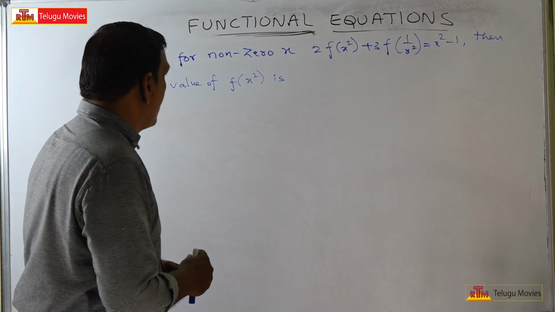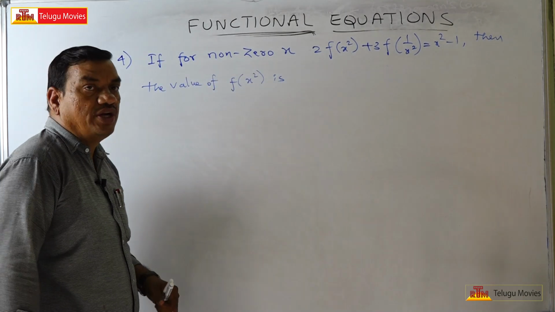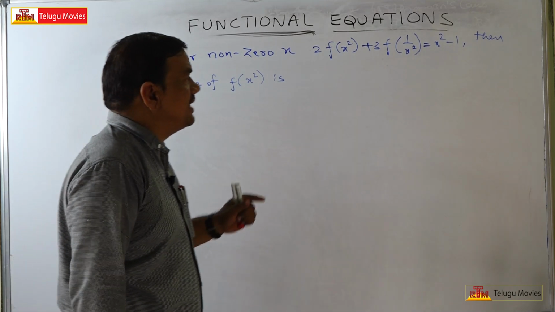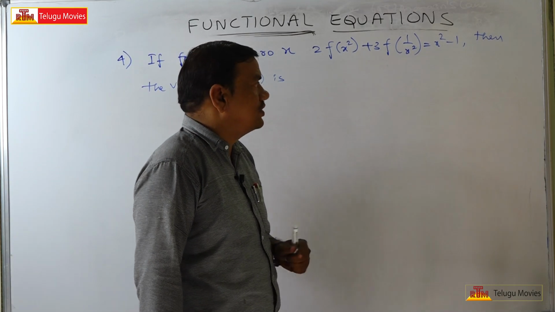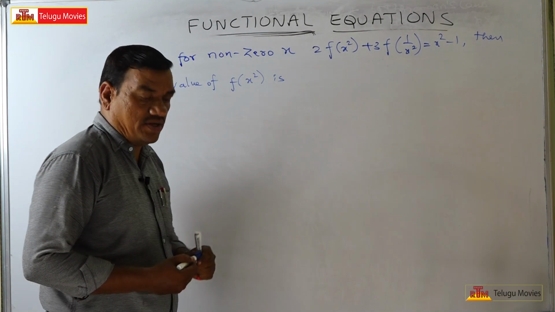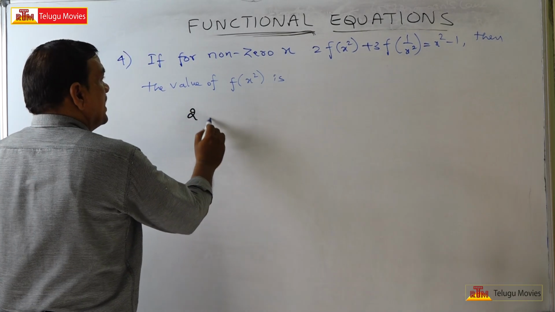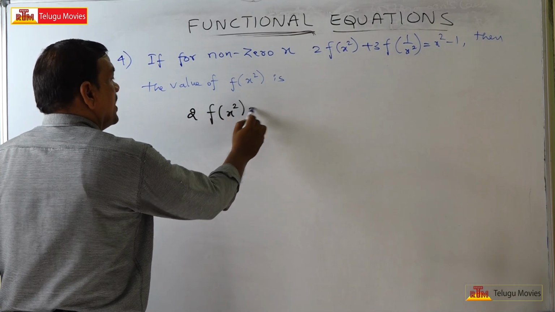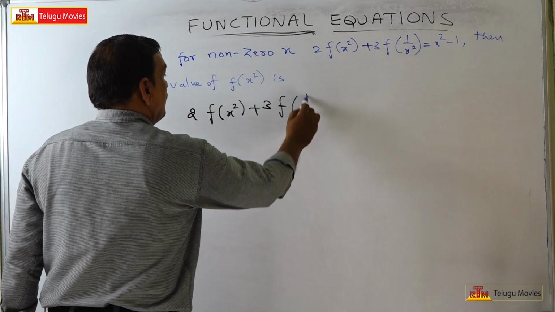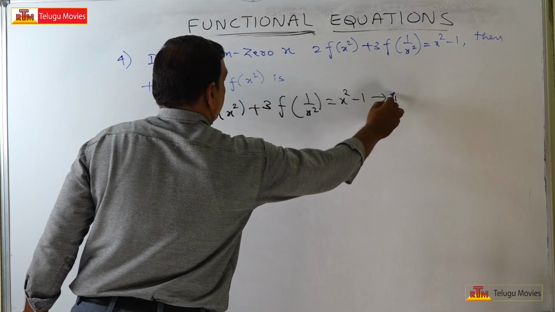Welcome to this fourth problem. Here it is given that for non-zero x, 2 times f of x square plus 3 times f of 1 upon x square is equal to x square minus 1. Then find the value of f of x square. Such types of problems are also very easy. So 2 times f of x square plus 3 times f of 1 upon x square is equal to x square minus 1. Call it equation number 1.